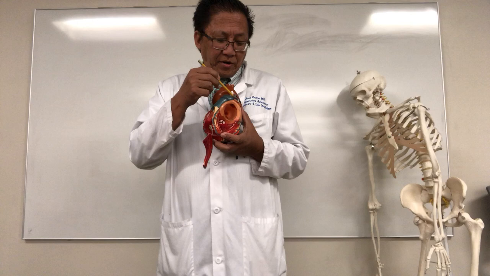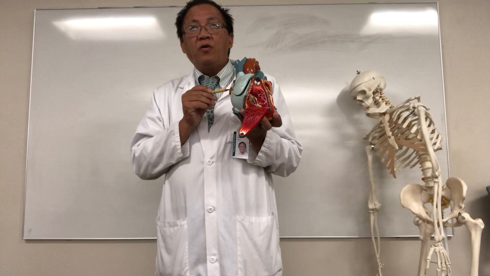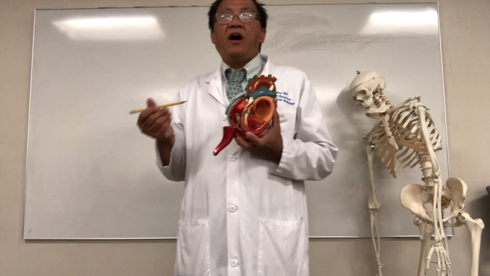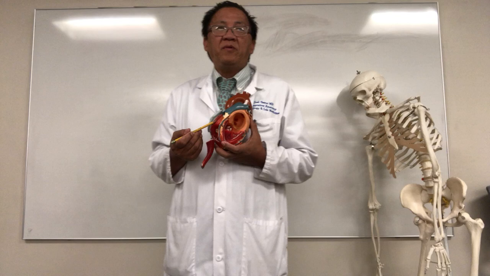Pulmonary veins. How many do we have? One, two, one, two. Total of? How many from the right lung? Two. How many from the left lung? Two. Two plus two gives you how many pulmonary veins? Okay, what about pulmonary arteries?